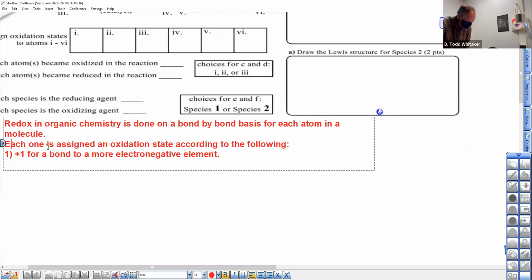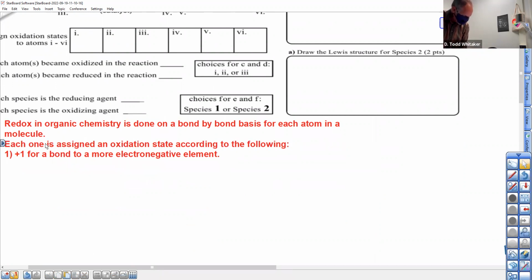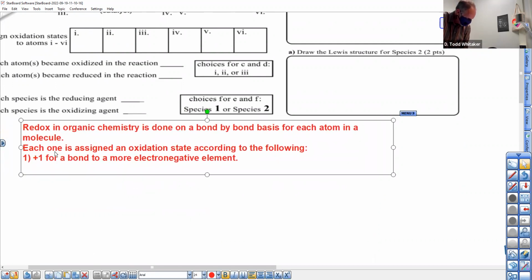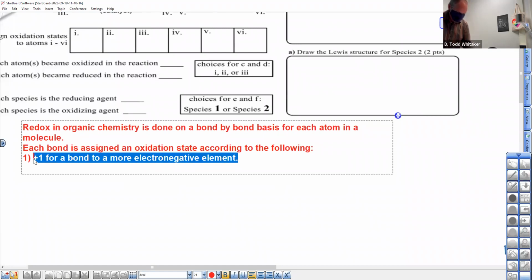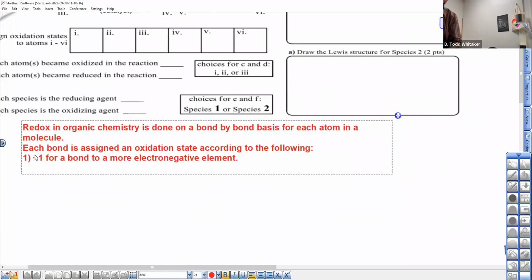Each bond is assigned an oxidation state according to the following. +1 for a bond to a more electronegative atom. Wow, I don't like that. It's not as nice as Word.